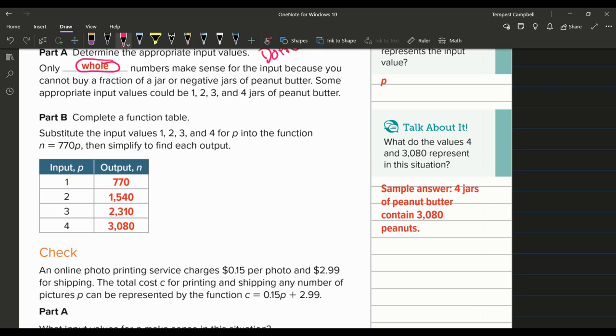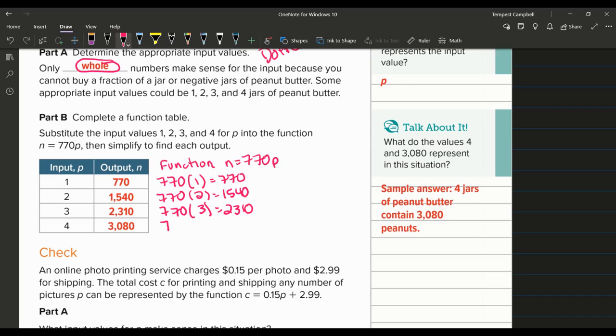So for our output, if we use the function N equals 770p, we would have 770 times 1 to get our 770. Next, 770 times 2 to get our 1,540. Then we keep going with 770 times 3 to give us our 2,310. And lastly, 770 times 4 to give us our 3,080.